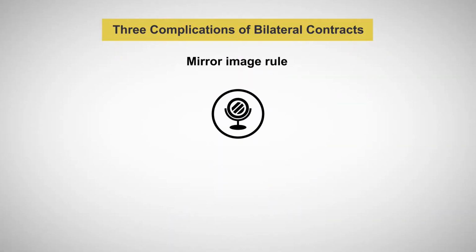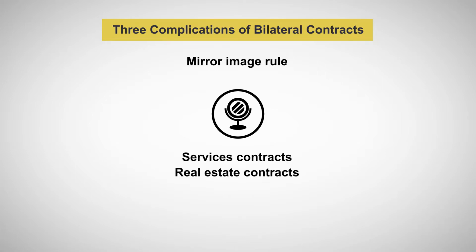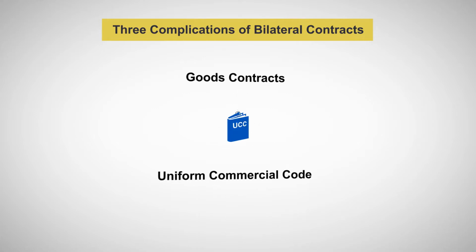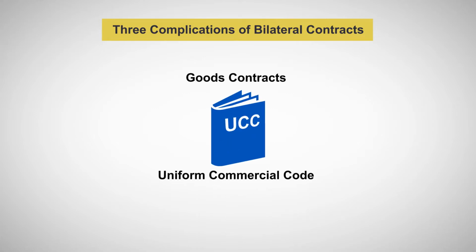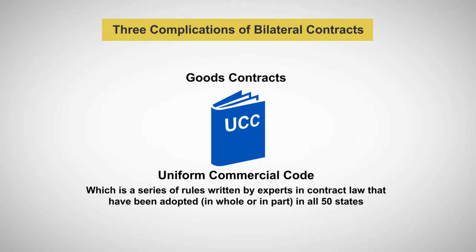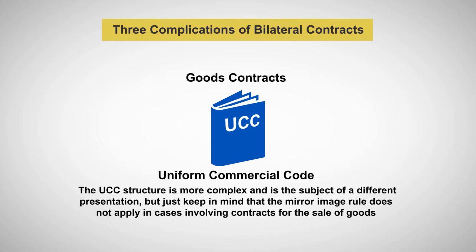However, the mirror image rule applies only when referring to services contracts or contracts for the sale of real estate. Contracts for the sale of goods are governed by the Uniform Commercial Code, which is a series of rules written by experts in contract law that have been adopted in whole or in part by all 50 states. The UCC changes the mirror image rule in cases of contracts for the sale of goods. The UCC structure is more complex and is the subject of a different presentation, but just keep in mind that the mirror image rule does not apply in cases involving contracts for the sale of goods.